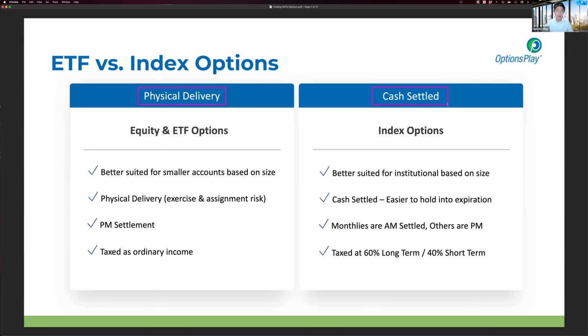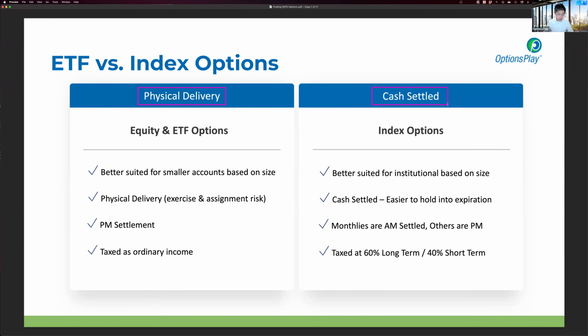But sizing of these products is really the biggest drawback, in my opinion, for index options, especially if you're a retail trader trading with an account under $50,000, $25,000. These index options are largely inaccessible for those types of portfolios.